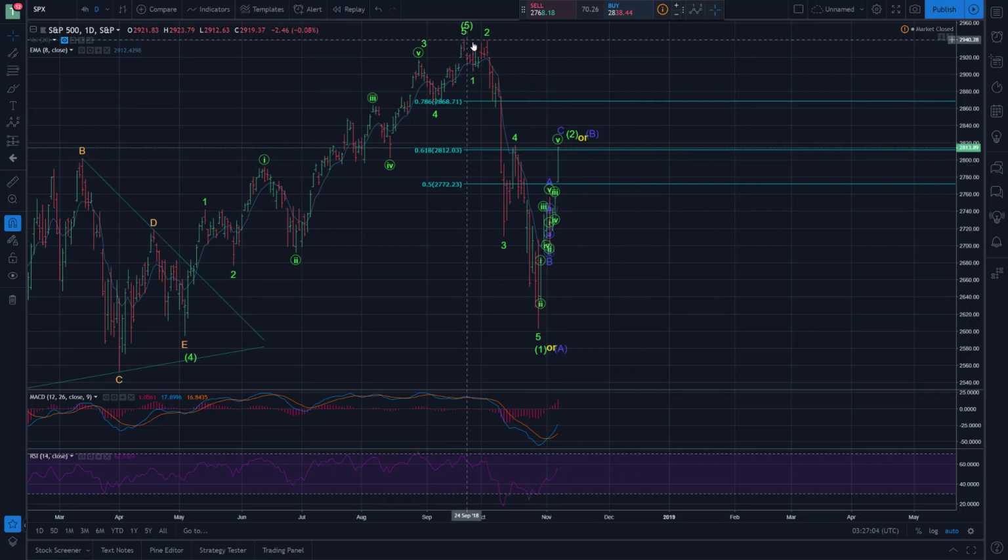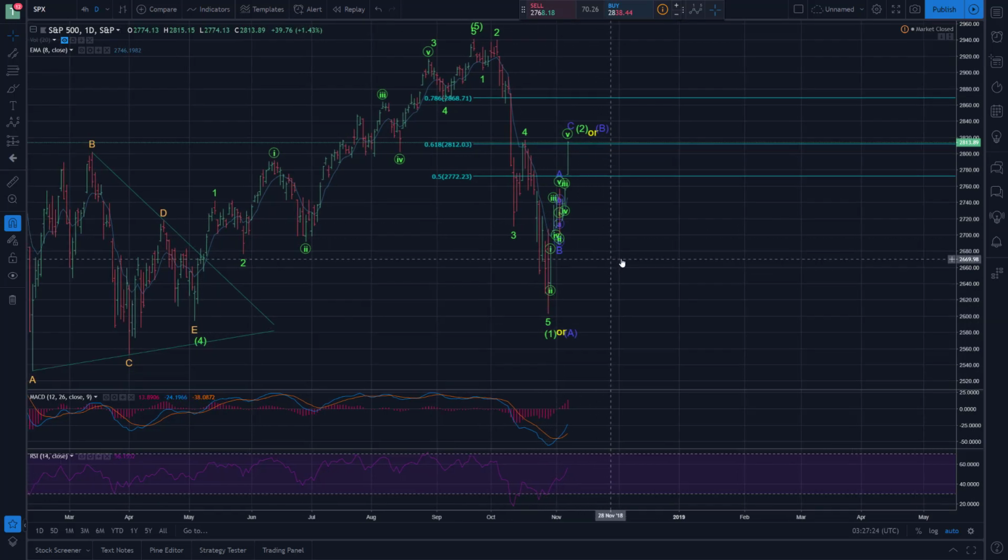This overall wave 1 down. Okay, so how long did this take? We started on the 21st of September from that high, and made our bottom on the 29th of October. So over a month to get our 5-wave decline for possibly wave 1 or A.